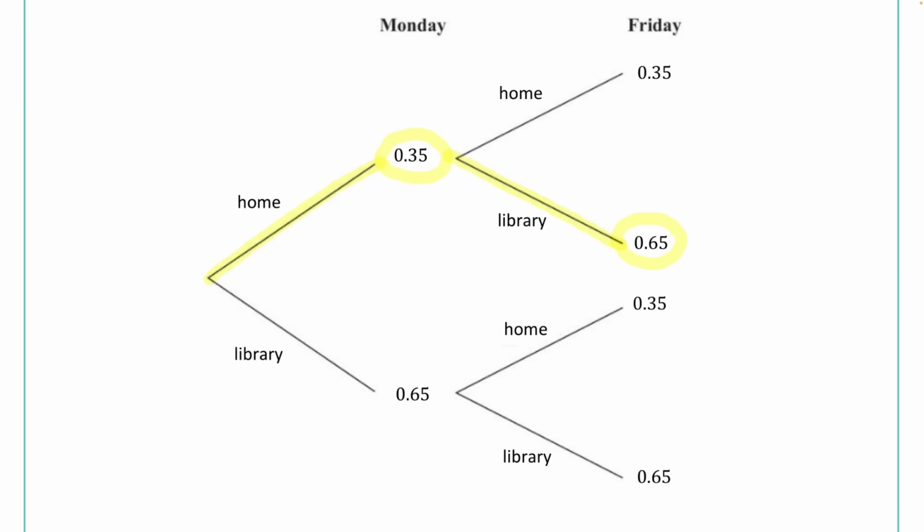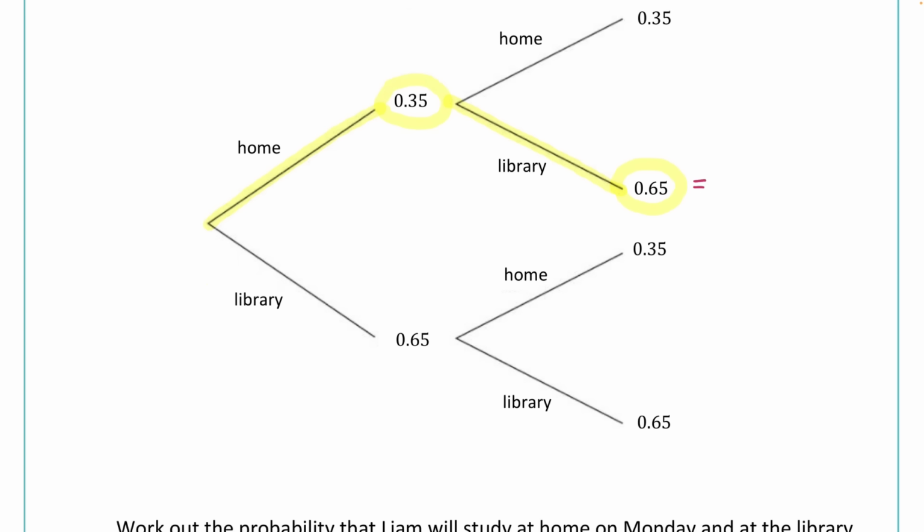So when working out probabilities off a probability tree, we just multiply through the route that we've gone through. So that would be 0.35 multiplied by 0.65. We are of course using a calculator here, so I can just type that in. 0.35 times 0.65 comes out as 0.2275. And there we go.